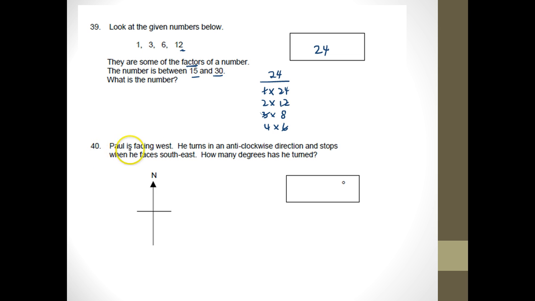Question 40. Paul is facing west. So this is Paul facing west. He turns in an anti-clockwise direction, so he will have to turn this way, and stops when he faces southeast. So southeast is here, right? How many degrees has he turned? So he has turned a 90 degree plus a 45 degree, a total of 135 degrees.